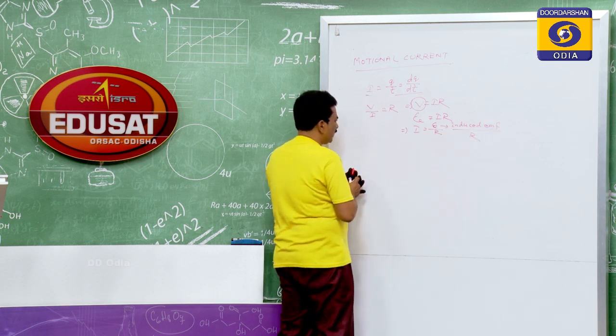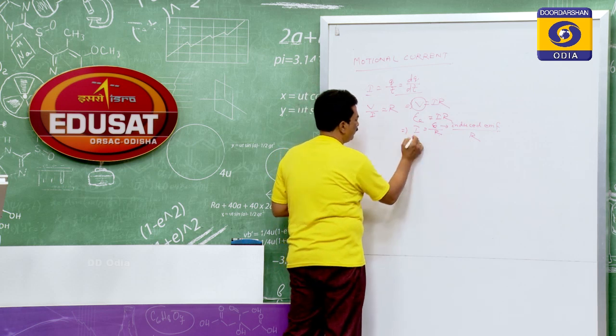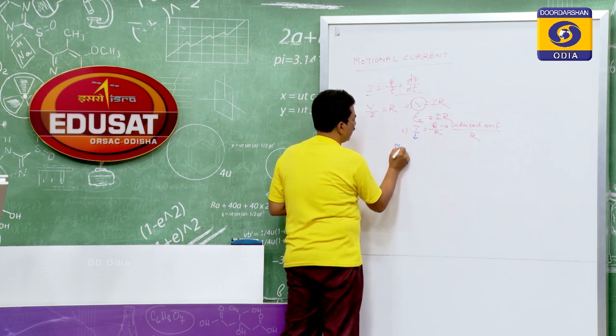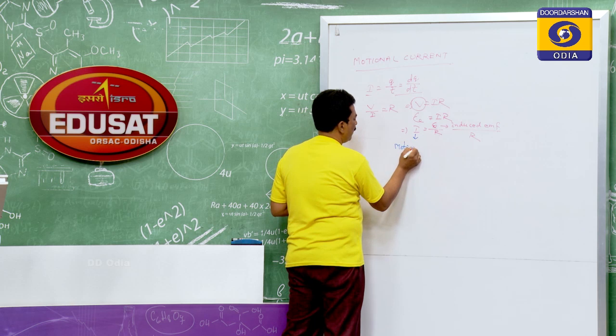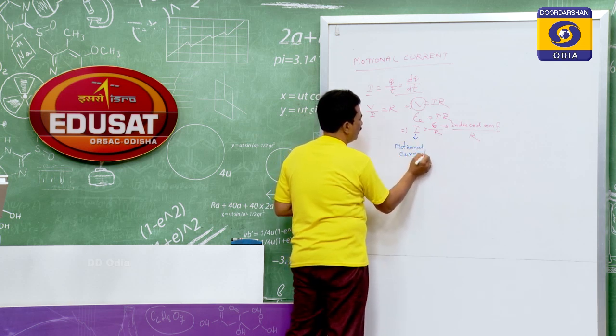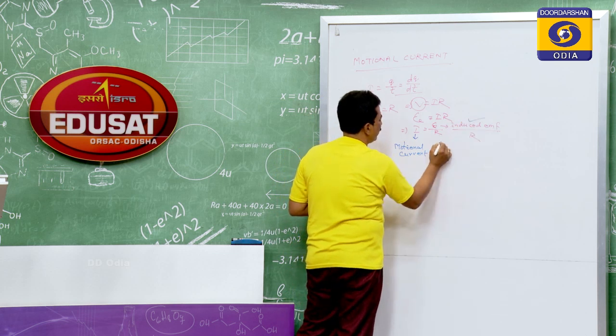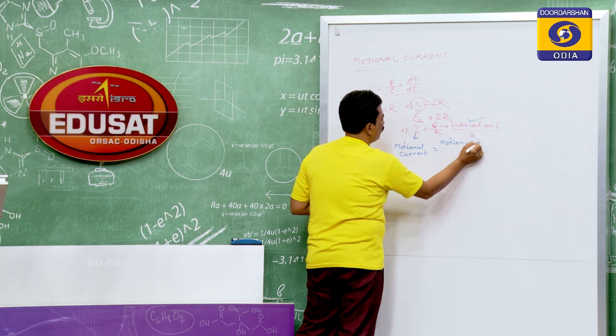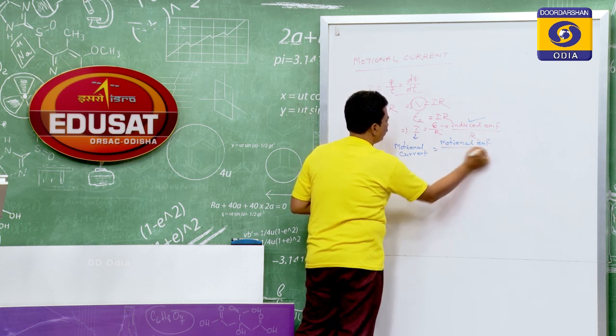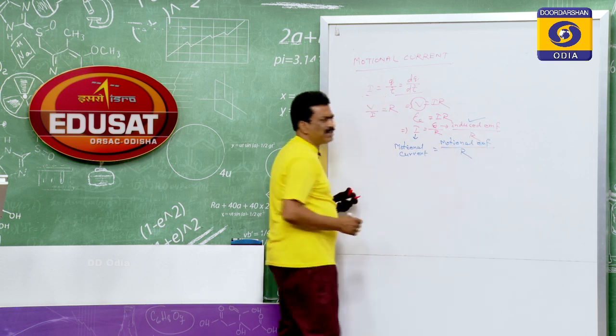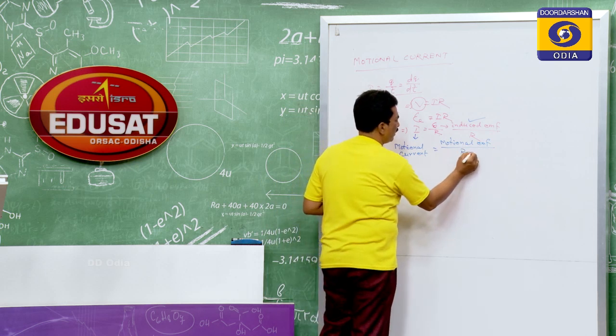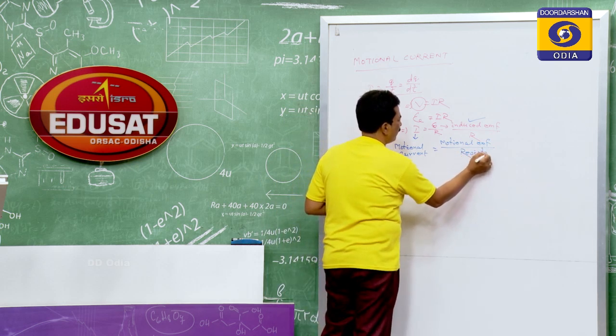And if you call this current the motional current, then this induced EMF will be the motional EMF divided by the resistance R. R means the resistance.